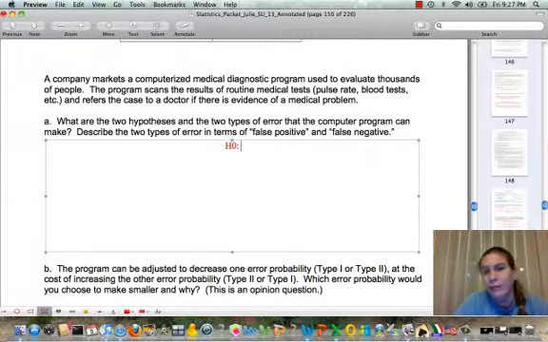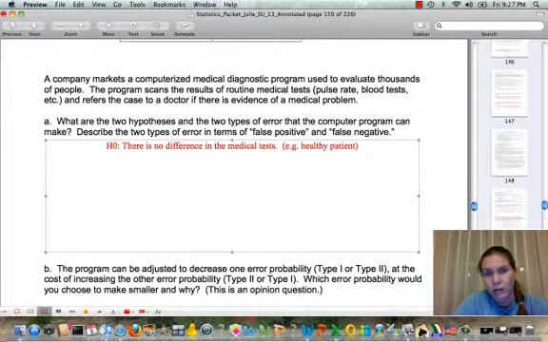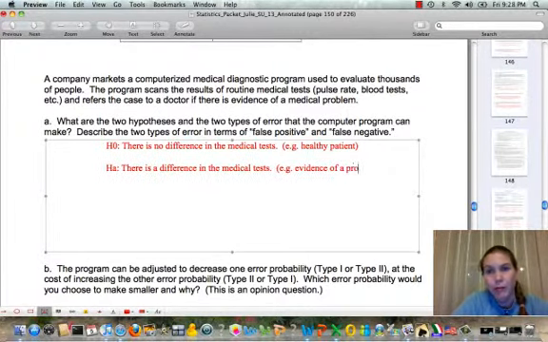So the null hypothesis, H sub 0, is that there are no differences, or there is no difference in the medical tests. So, in other words, this would be a healthy patient. The alternative hypothesis is that there is a difference in the medical tests. So, this would be, in other words, evidence of a problem.